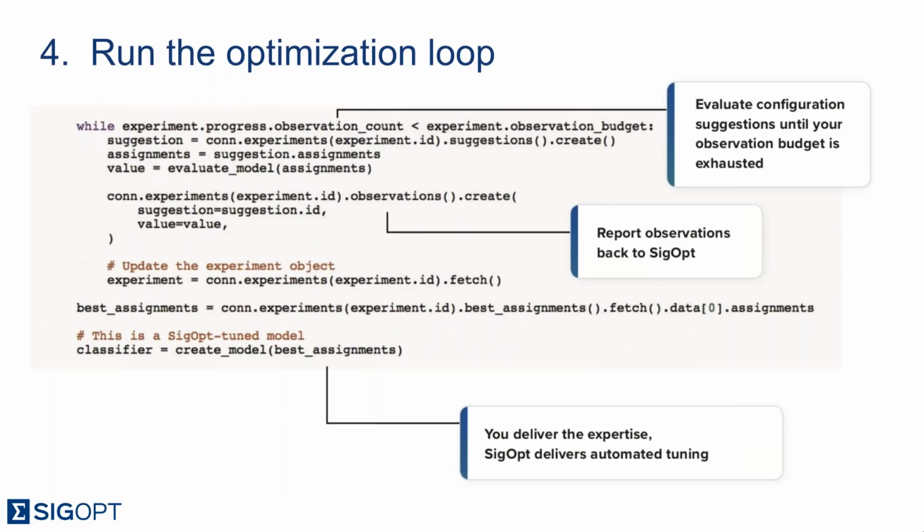Then finally, you include a few lines of code to trigger the optimization loop. This is a repeated process where you request suggestions from SigOpt, evaluate them, and then report back how well they did. This results in a fully optimized model in just a few lines of code.